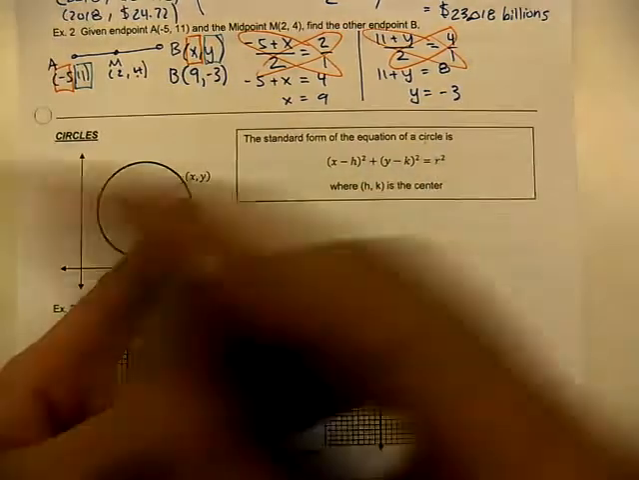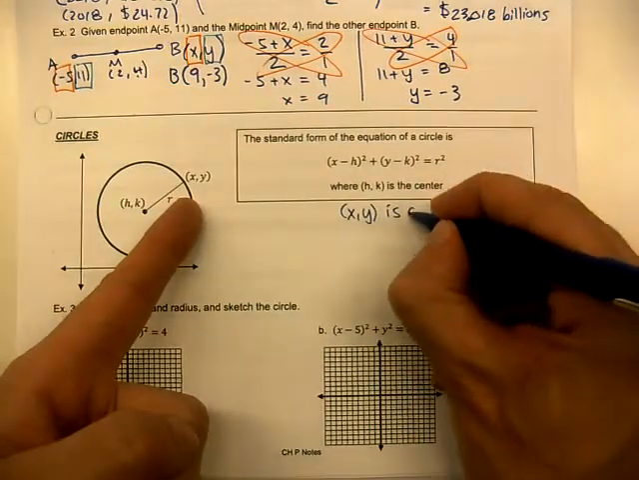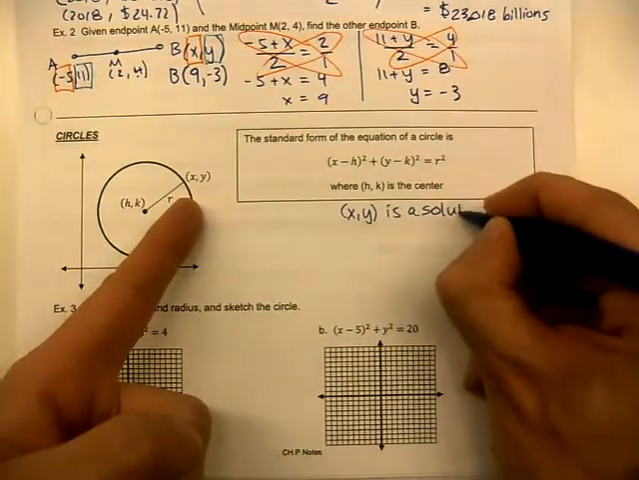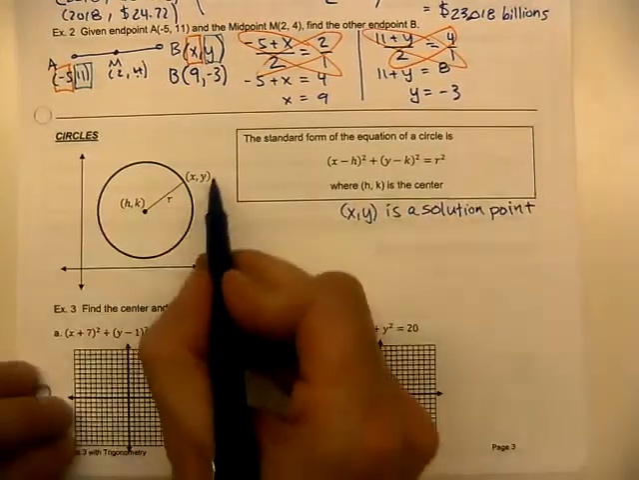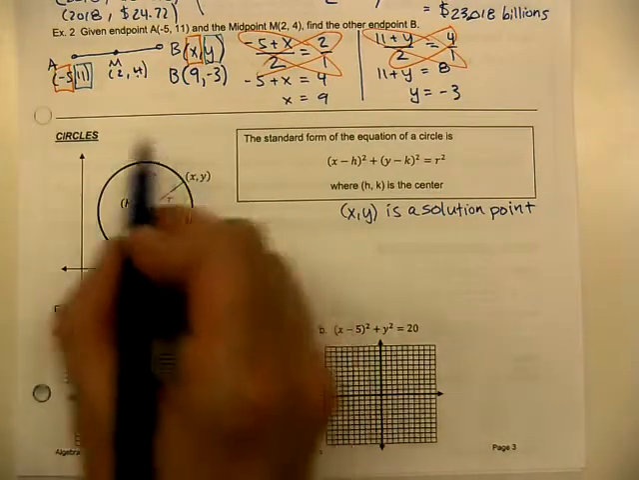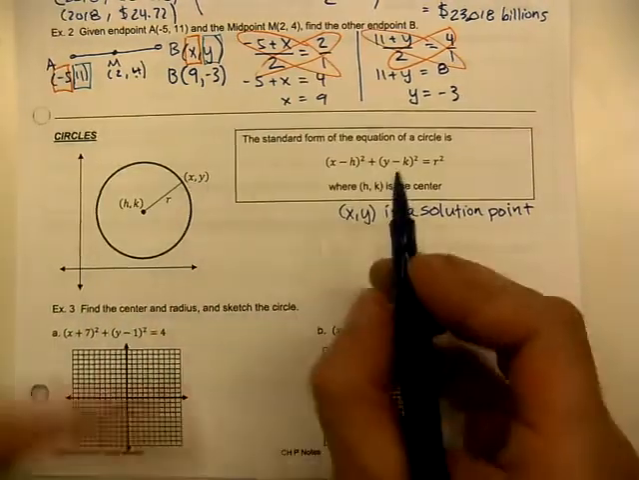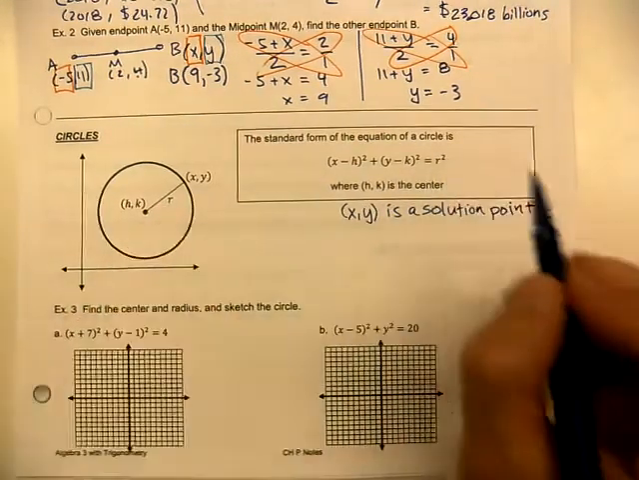So it's not really spelled out here, but let's add that information. X, comma, Y is a solution point. And what that means is it represents any point on the circumference of that circle. So you could have lots of solution points, but you have only one center and one unique radius. So there's your radius of R.